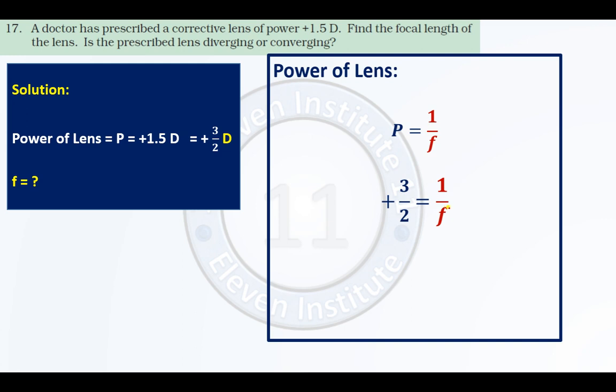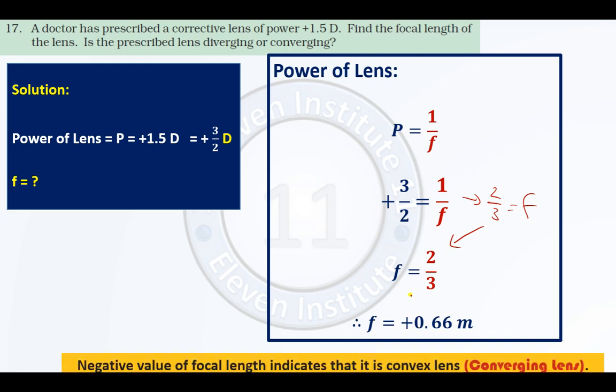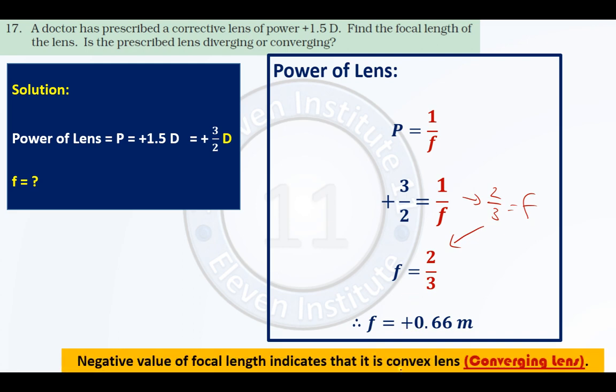Now when you invert this, F will go to the numerator. Similarly, this 3 upon 2 will become 2 upon 3. So 2 upon 3 is equal to F, and then we are swapping like this: F comes over here, 2 upon 3 goes over there. What is 2 upon 3? 0.66. Positive. This positive sign indicates that the lens is a convex lens, or we can say a converging lens. I hope this is quite clear to you.